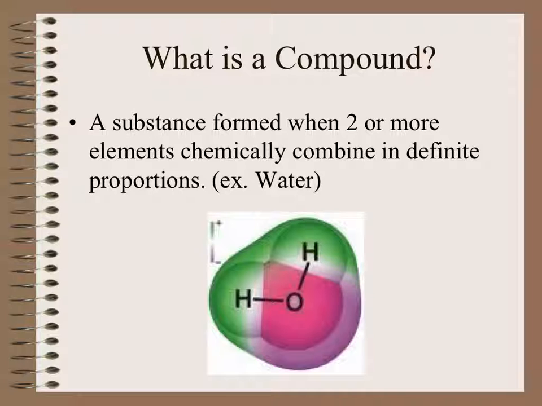Now, sometimes elements like to join with other elements to create a more complicated molecule. That is what we call a compound. A compound is formed whenever two or more elements chemically join together in definite proportions, like water. Water, as you can see from the picture, is made up of 2 hydrogen atoms and 1 oxygen atom.